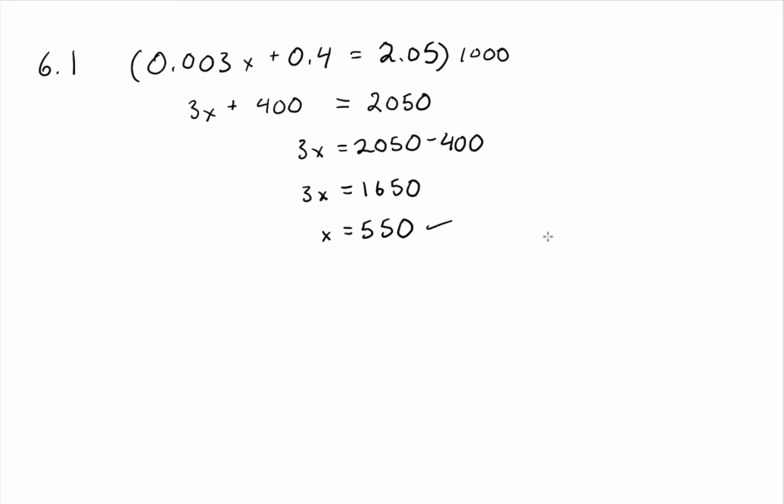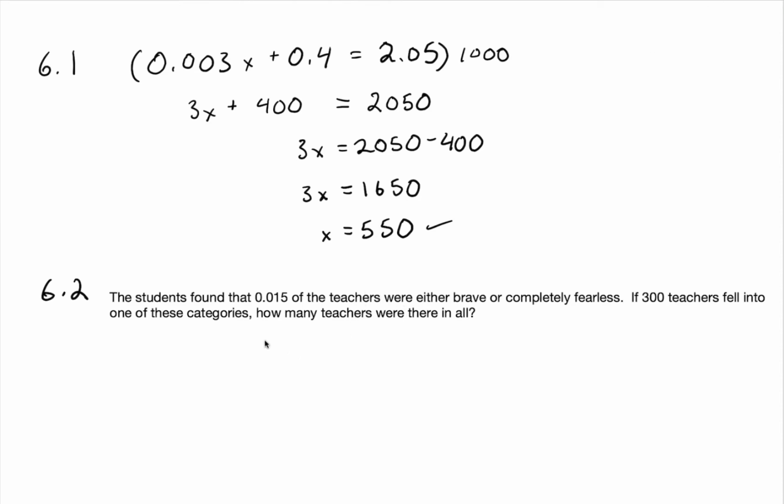All right, so we have another, let me see, I think I can do it here. Oh, this one is a word problem using decimals, so I'm going to need a little bit of room to do this. All right, here is our word problem. The students found that 0.015 of the teachers were either brave or completely fearless. If 300 teachers fell into one of these categories, how many teachers were there in all?